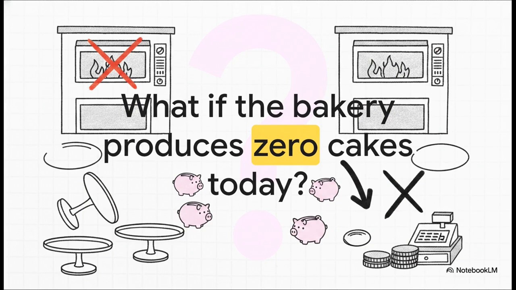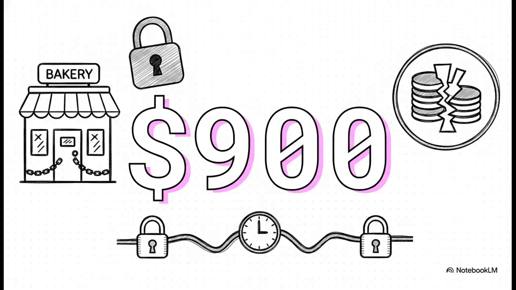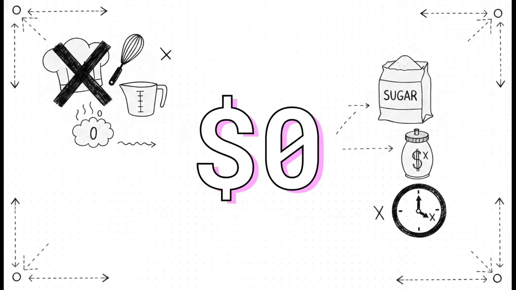To make this instantly click, let's run a quick thought experiment. What happens when the ovens are completely shut off? We call this the zero output test. Let's say our bakery has fixed costs of $900 a month. Even if absolutely zero cakes are baked and the front doors are locked tight, the business is still on the hook for that $900. It is completely definite and unavoidable in the short term. But on the flip side, because no cakes are being made, the variable costs instantly drop to $0. Zero flour used, zero sugar consumed, no hourly wages paid out. The variable costs completely retreat the exact moment production stops.